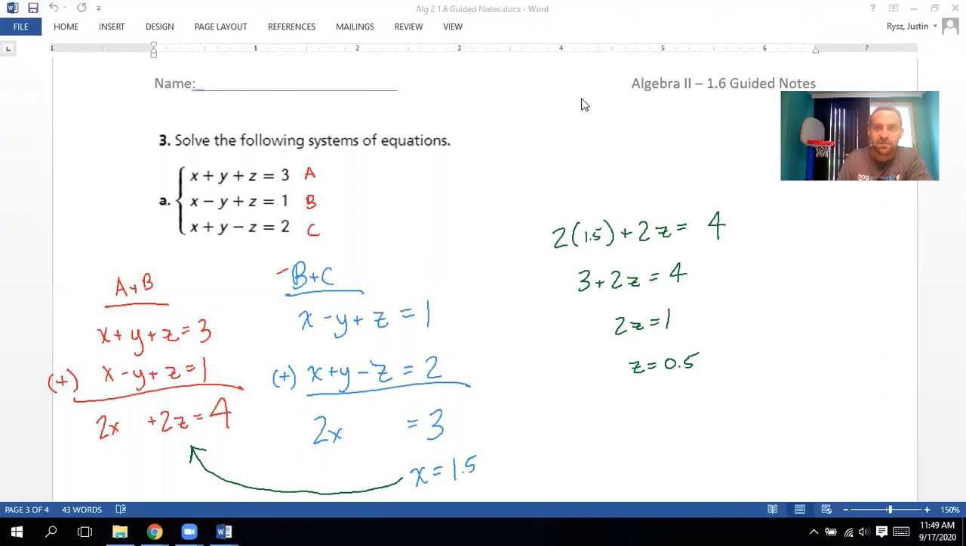Then we just need to figure out what y is, and we can plug it into anything. I'll plug it into the beginning. x is 1.5, y we don't know, and z is 0.5, and then it equals 3. So add them together, that would be 2. Subtract it over, that would be 1. So the answer here in order: x is 1.5, y is 1, and z is 0.5 or 1/2. There we go. That would work for all of them.